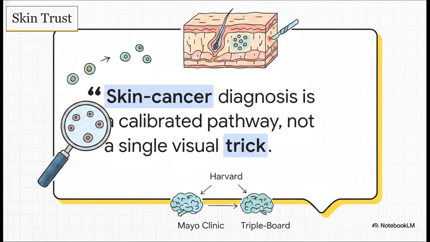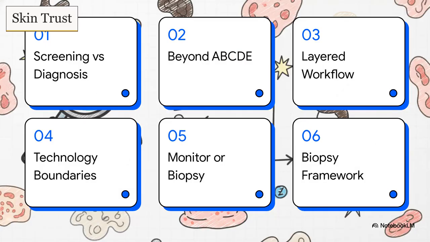And to make sure we're operating with the absolute highest standard of clinical rigor, this explainer was written and edited by Dr. Thomas Hocker, a triple board-certified Harvard and Mayo Clinic-trained dermatologist, Mohs surgeon, and dermatopathologist. Having that level of expertise ensures every boundary and guideline we're going to discuss is grounded in deep, practical, and highly specialized evidence. Okay, let's dive into this clinical roadmap.